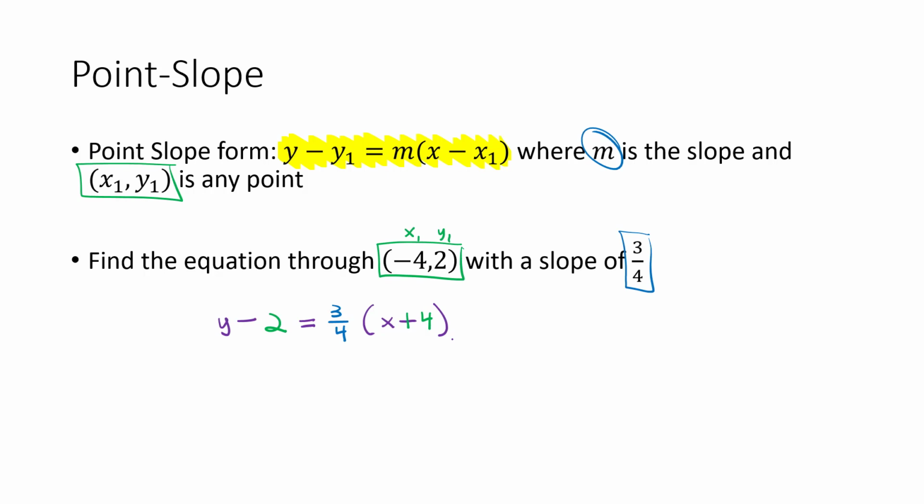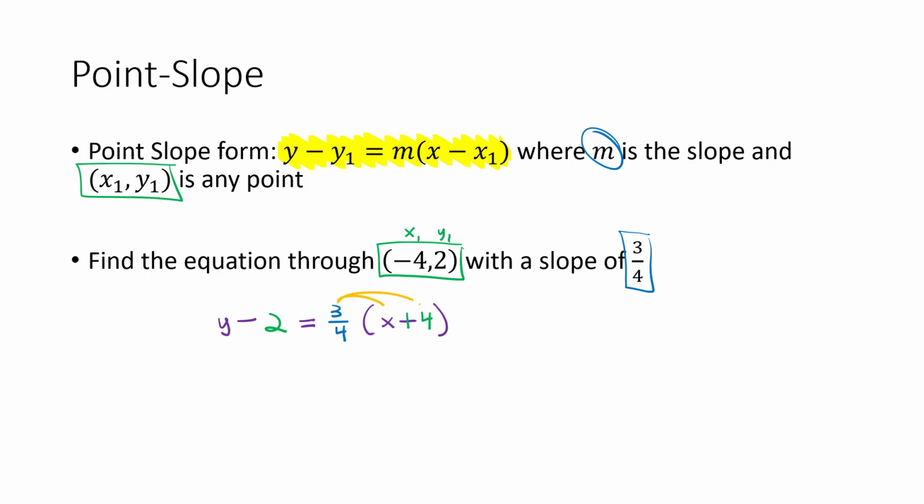So the equation that goes through (-4, 2) with a slope of 3/4 is y minus 2 equals 3/4 (x plus 4). Normally, we like to play with this and tweak it so that it becomes slope-intercept form, which we can do really easy in 2 steps.